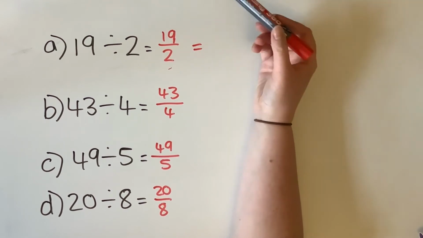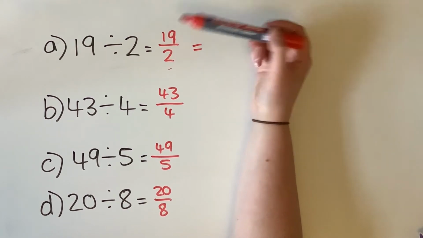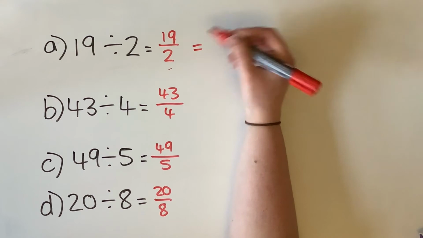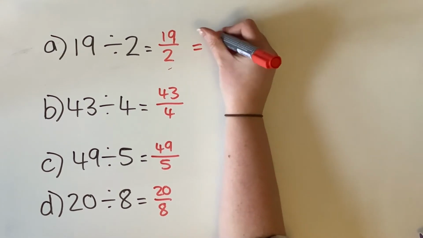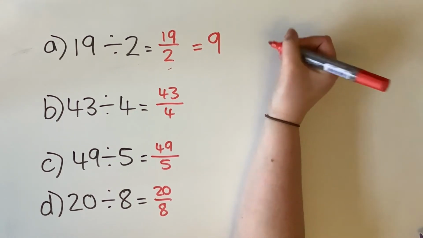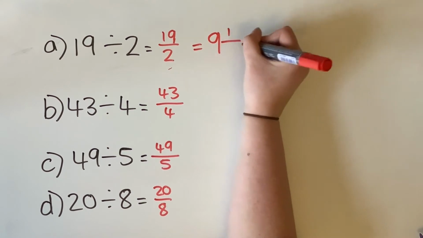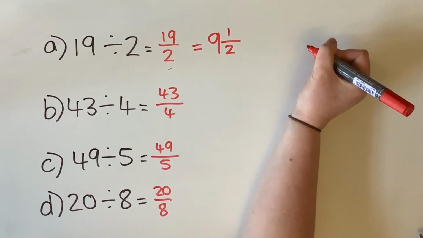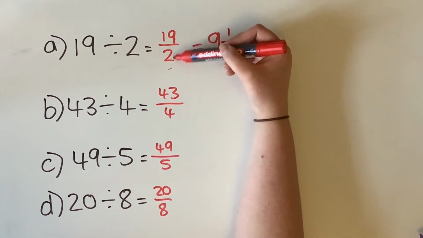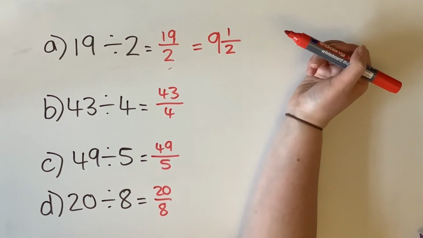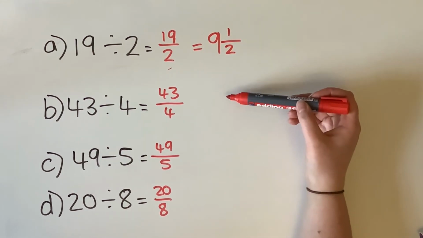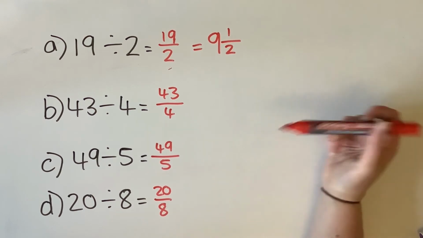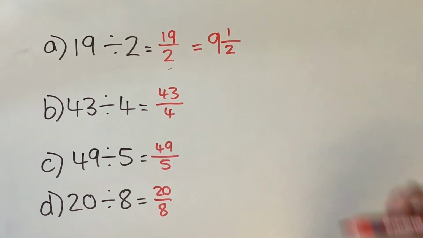So the way that I can do that is do 19 divided by 2. How many twos fit into 19? 9 do, because 9 times 2 is 18. What's left over is 1. And my denominator stays the same. So 19/2 is the same as 9 and a half. Right, pause the video and then have a go at converting these into mixed numbers.